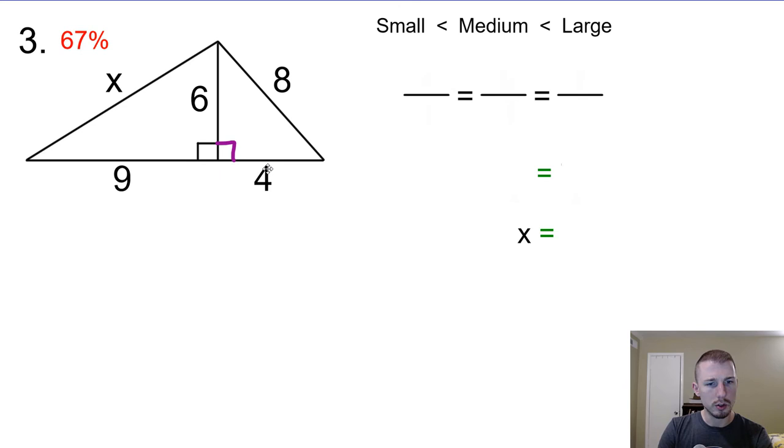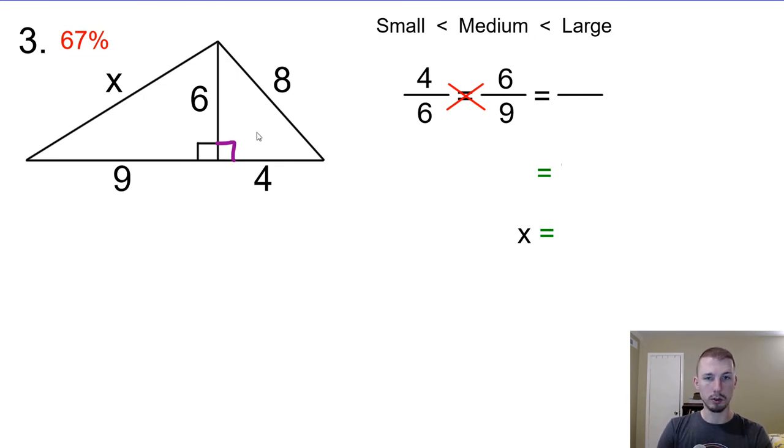If I set up the smallest triangle, the smallest side is 4, and then the smallest side on the bigger triangle is 6. So the 4 goes to 6, just as the medium side on the small one, 6, goes to the medium side on the bigger one, which is 9. Okay, so this is side angle side, side angle side is what we're doing. Well, when I cross multiply these, I get 36 is equal to 36. So I know that these are actually similar.